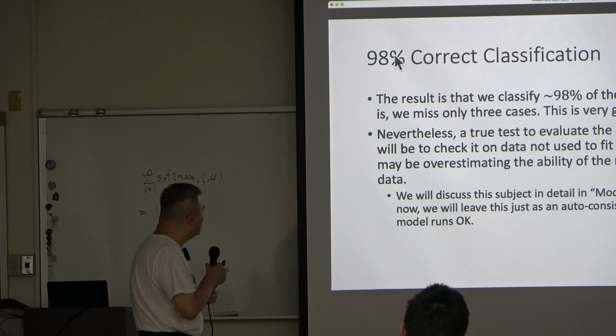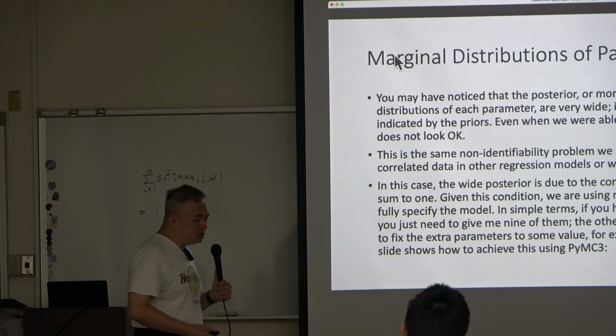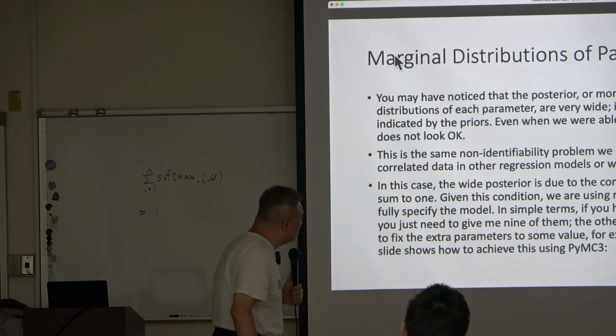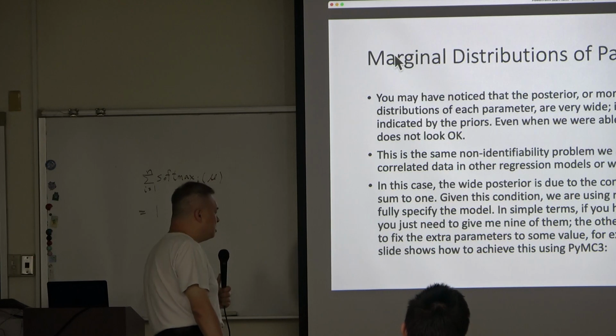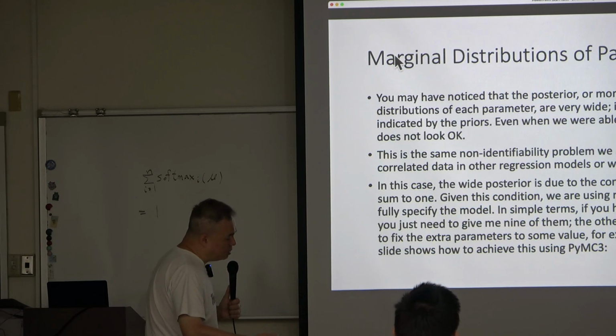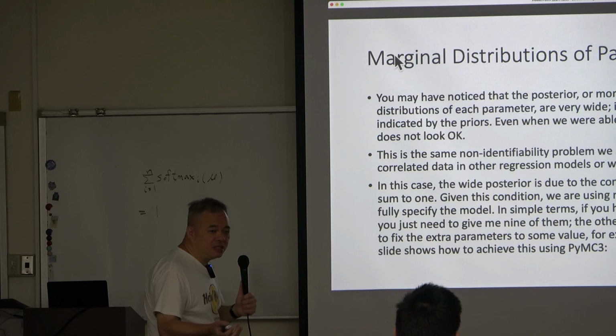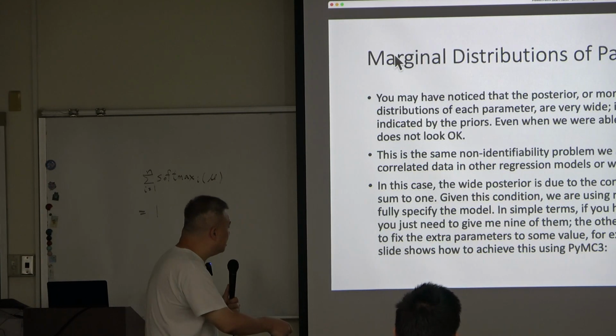So what do we do? Given this condition, we are using more parameters than we need to fully specify the model. It's like you have more conditions than the number of variables in the model. In simple terms, if you have 10 numbers that sum to 1, you just need to give me 9 of them, because the other one we can calculate. Same here.